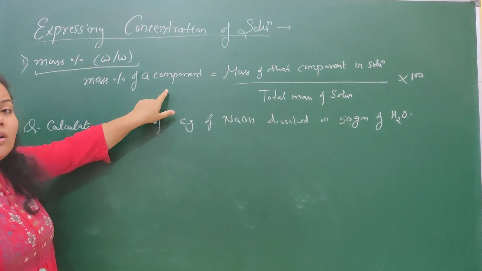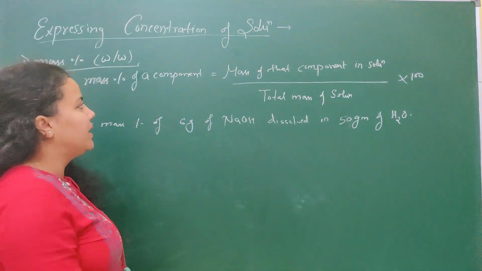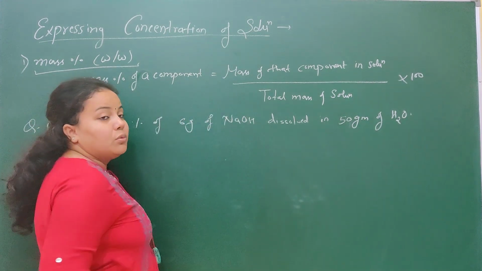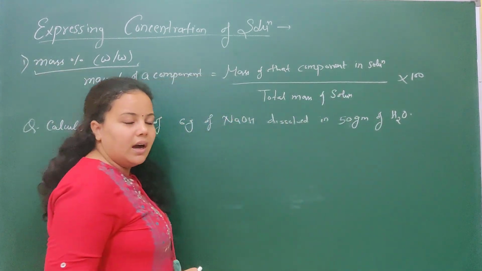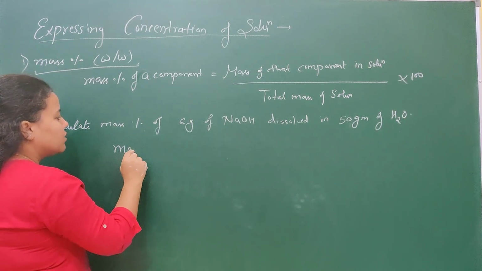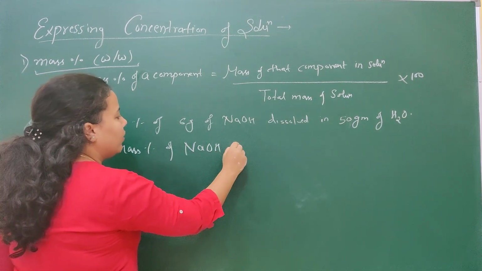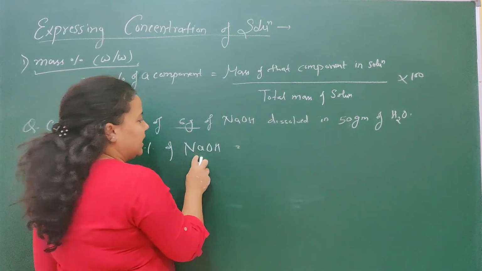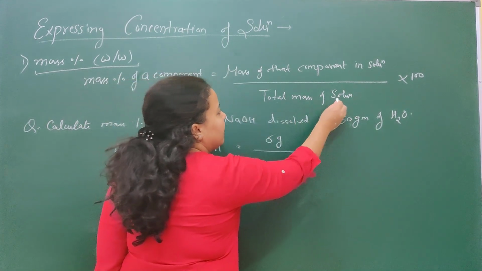So mass percent of a component, suppose component A, we'll see with the numerical example which we have taken here. Mass percent of a component is equal to mass of that component in solution upon total mass of solution into 100. So here I have given you a question: calculate mass percent of NaOH. How much is NaOH? 6 grams. So the mass of that component, NaOH, how much is it here? 6 grams, upon total mass of solution.